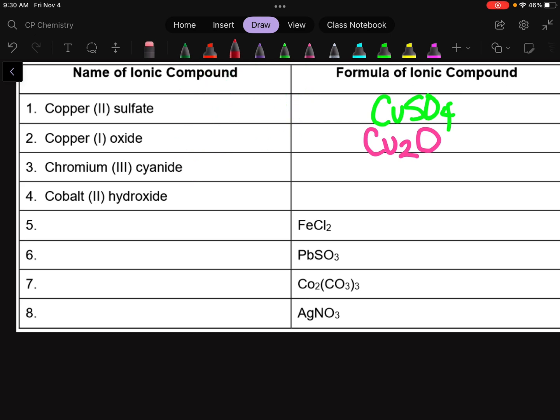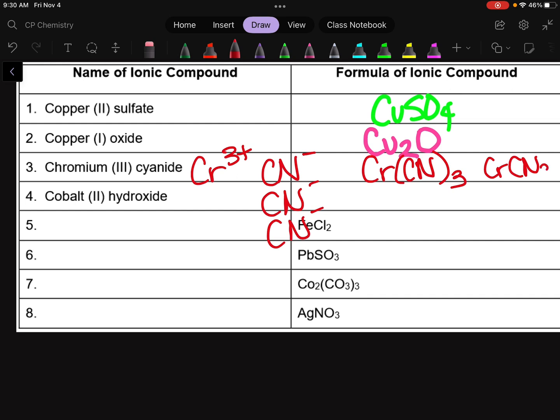Okay, chromium 3 cyanide. Chromium is Cr. The 3 behind it means that it's a +3 charge. And cyanide is a polyatomic ion, CN, with a -1. So looking at those charges, we're going to need 3 cyanides to get that -3 to make a neutral compound. So Cr, and then CN in parentheses with a 3 outside. If you don't put it in parentheses, it will be CrCN3, which is not 3 cyanides, it's just 3 nitrogens. So make sure you put those polyatomic ions in parentheses.